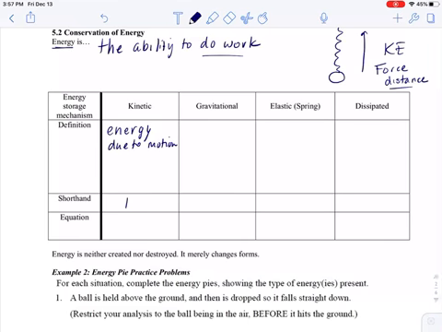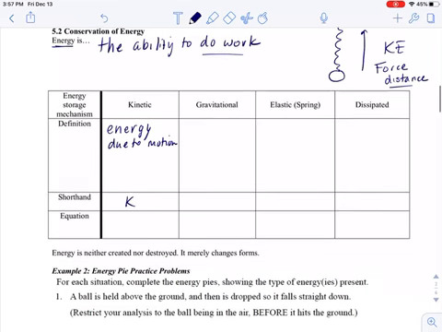The shorthand for it is K. Sometimes you'll see it written as KE, but typically in AP Physics C, you'll see it written as K. And the equation for kinetic energy is 1/2 mv squared. And we'll do a lab where we derive that value.